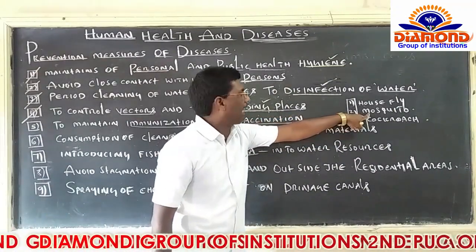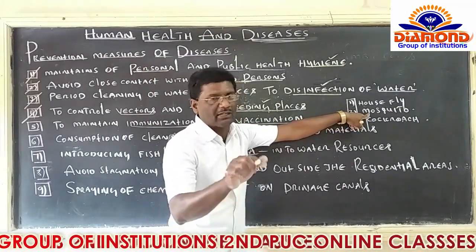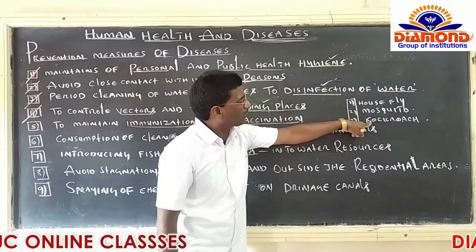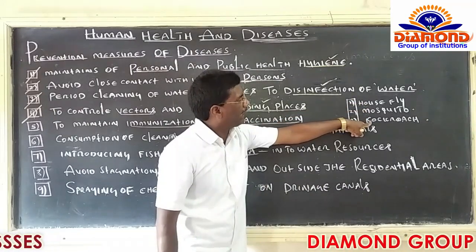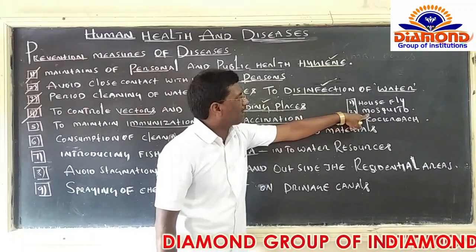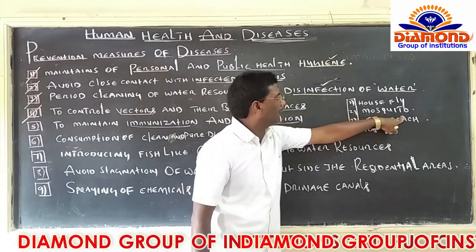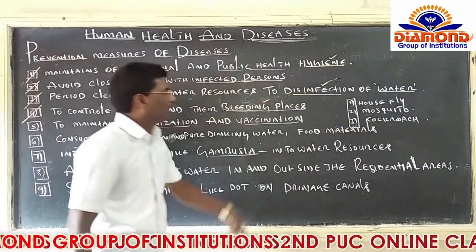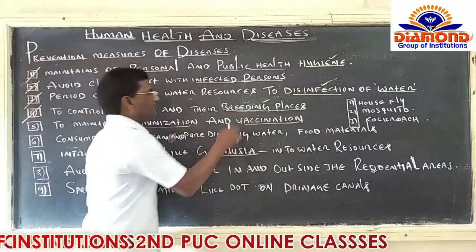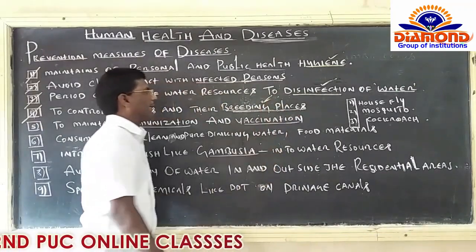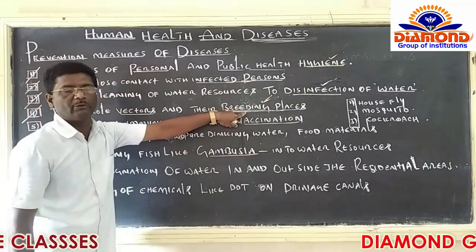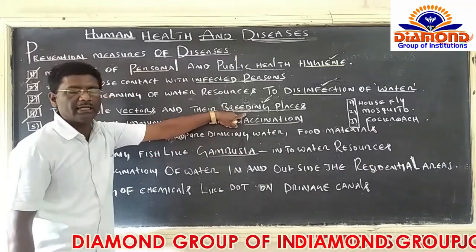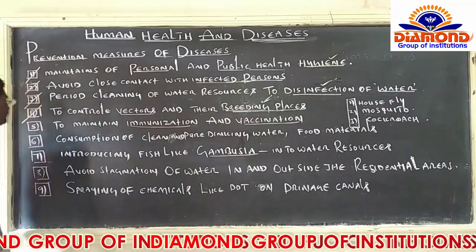Mosquitoes lay their eggs inside the drainage canal, inside the drainage water. Houseflies and cockroaches do not lay their eggs in drainage canals. Especially in drainage canals, mosquito larvae develop, and they lay their eggs only there. So in such places, we are supposed to spray chemical substances such as DDT. Then we can easily destroy the larvae and their eggs.